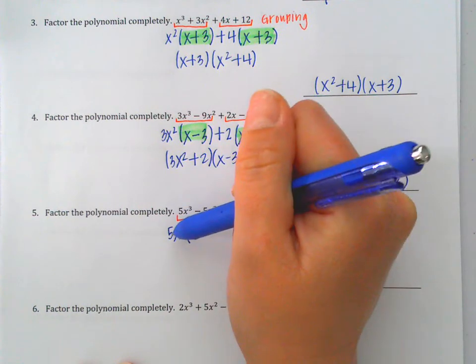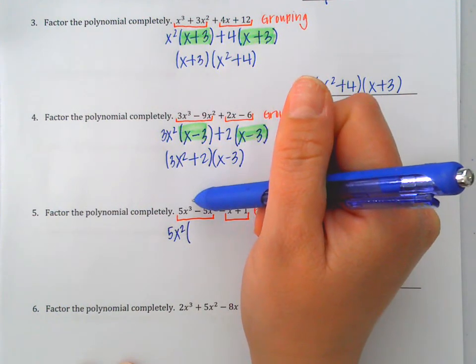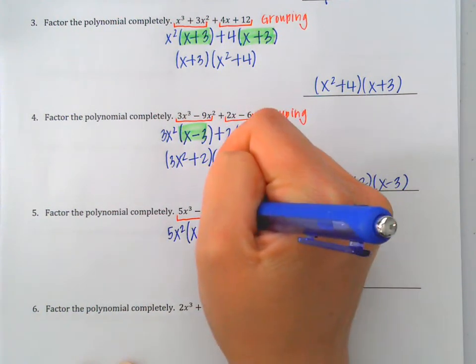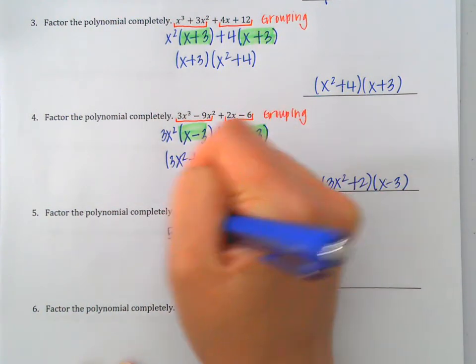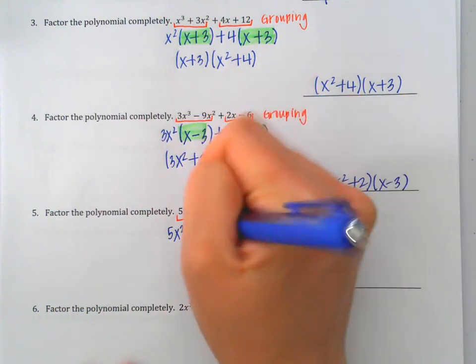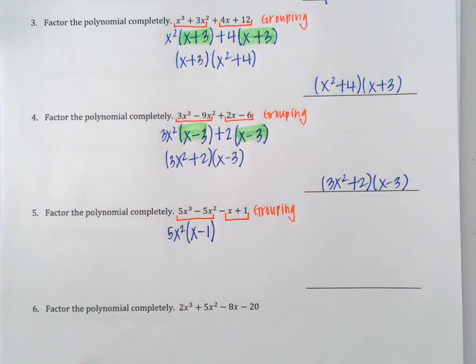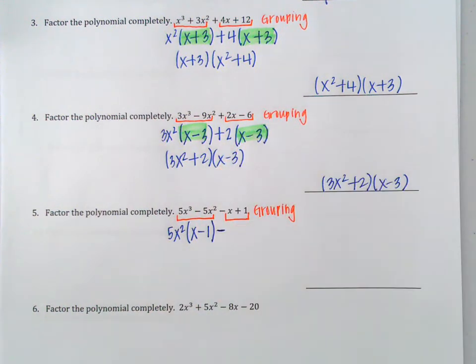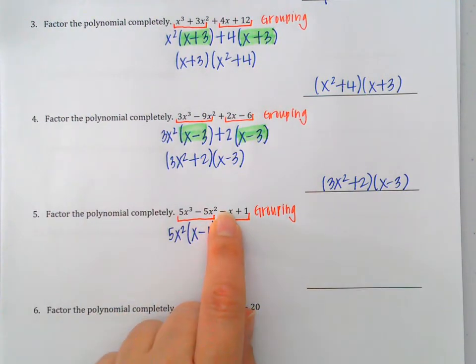5 divided by 5 is 1, and x cubed divided by x squared is x. And then negative 5x squared divided by 5x squared, anything divided by itself is 1, and this one is a minus 1. We always bring down that sign. Now this one is negative, so that means these, like on the inside, are going to change.